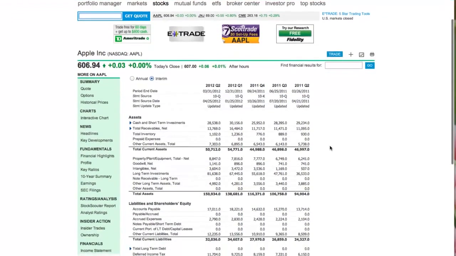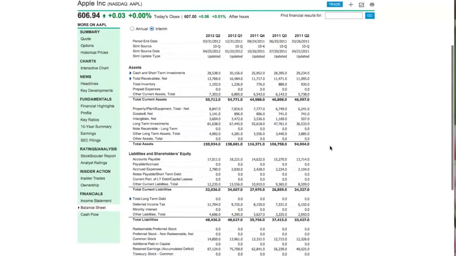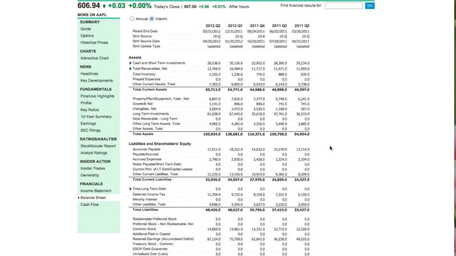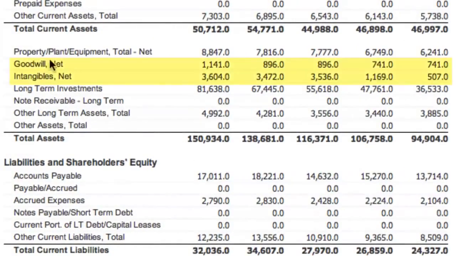So when we look at the balance sheet, as you remember, the balance sheet is broken down into assets and liabilities. And when we're looking at goodwill or intangible assets, we're going to find that under the top portion here, not under current assets, but under the second portion where the total assets are added up. And you're going to see goodwill listed, and you're going to see intangibles net. Okay? So for Apple, we can see that they have $1.1 billion listed for goodwill, and they have $3.6 billion listed for intangibles net. So if we're looking at the total intangible assets for Apple, it would be $4.7 billion.